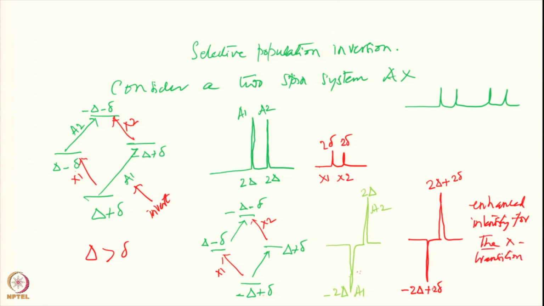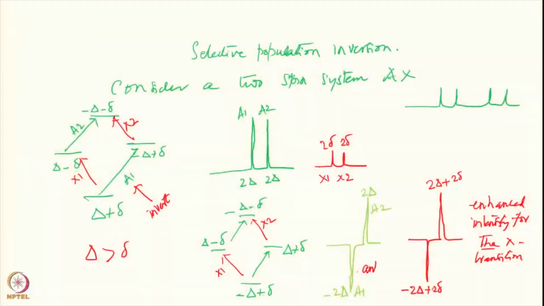Notice here these A1 and A2 transitions have become completely opposite to each other. This is called antiphase. The A transitions have become antiphase because we inverted only one of them, and therefore its intensity is changed. So, one is minus 2 delta, the other one is plus 2 delta. In the earlier case both were 2 delta, and I have inverted one of them, therefore one of them became minus 2 delta, the other one remained the same as 2 delta.